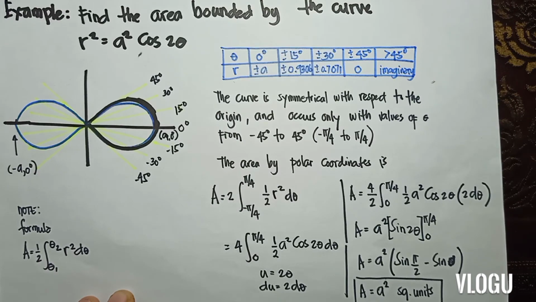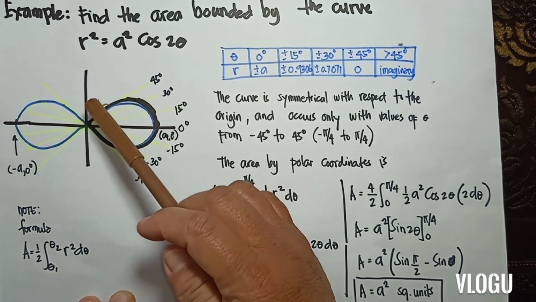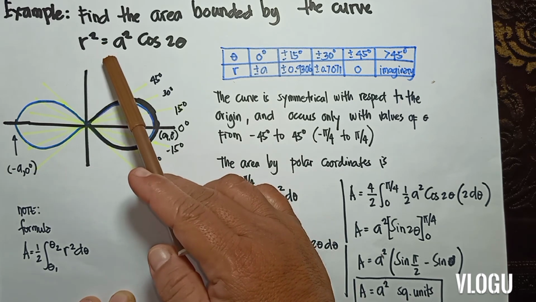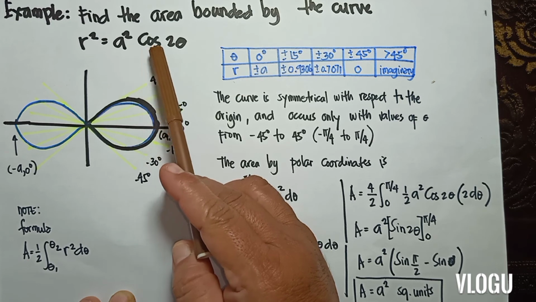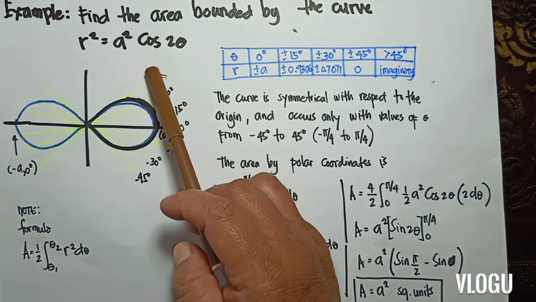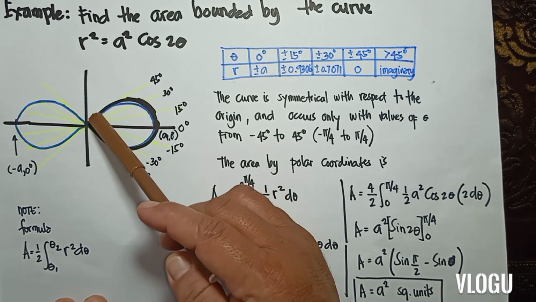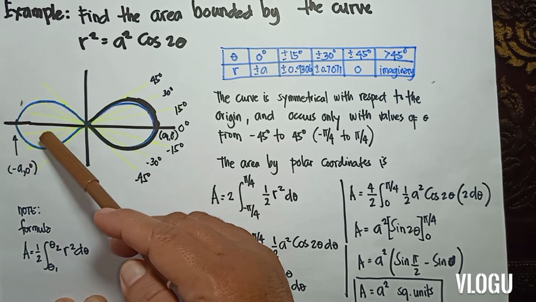Okay, we have our first example. Find the area bounded by the curve r square is equal to a square sine 2 theta. So if you are going to look at this one, this is a form of r square is equal to k cosine 2 theta, right? So therefore, the form of your curve is like this one.